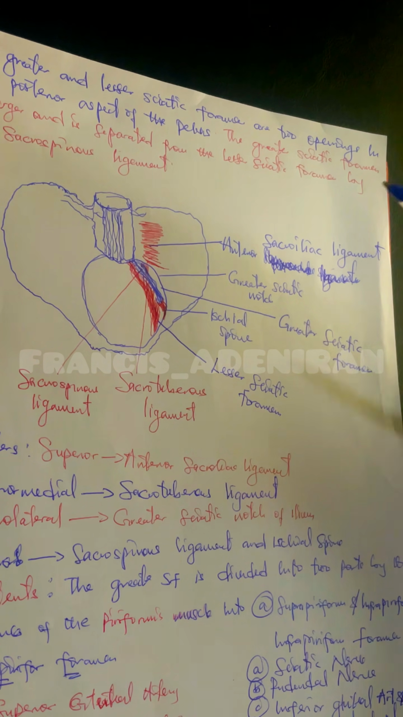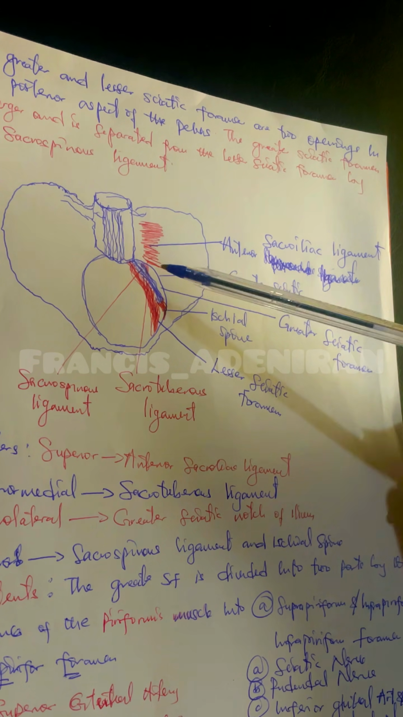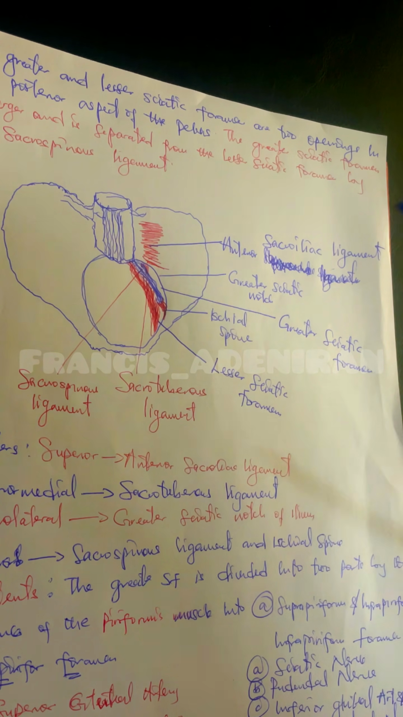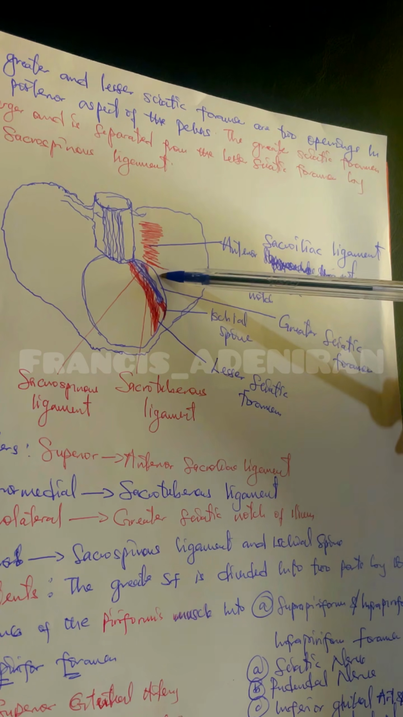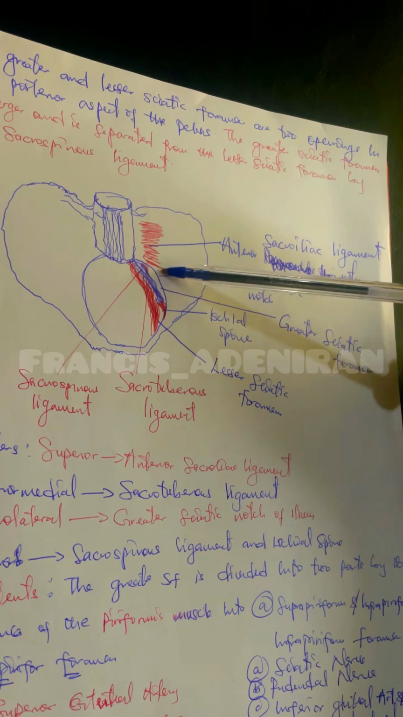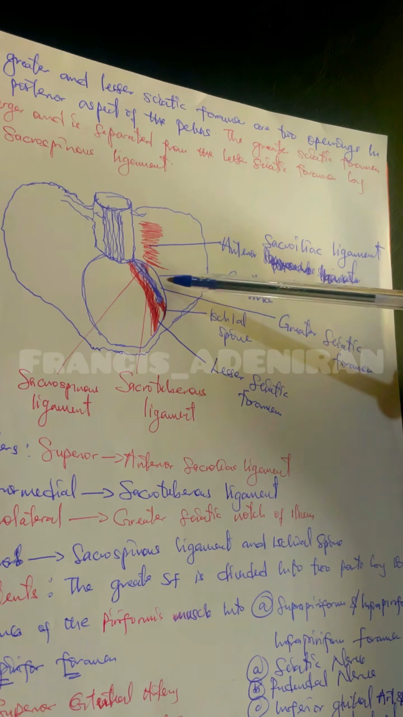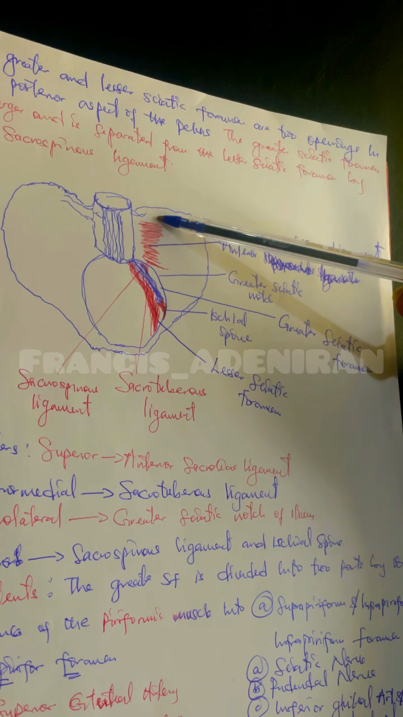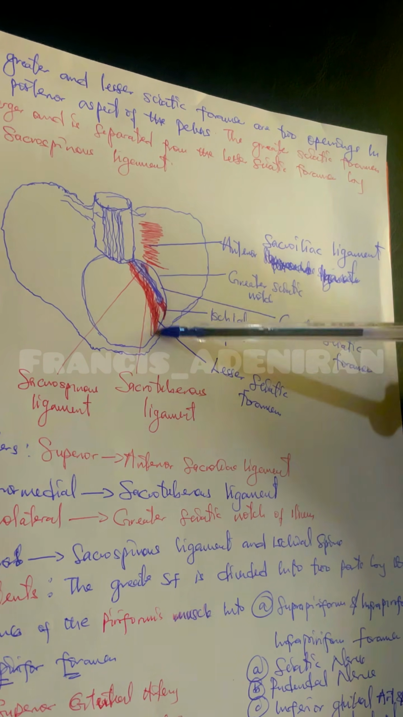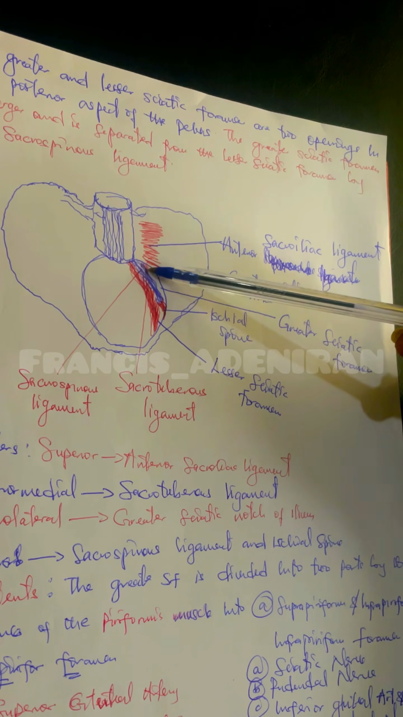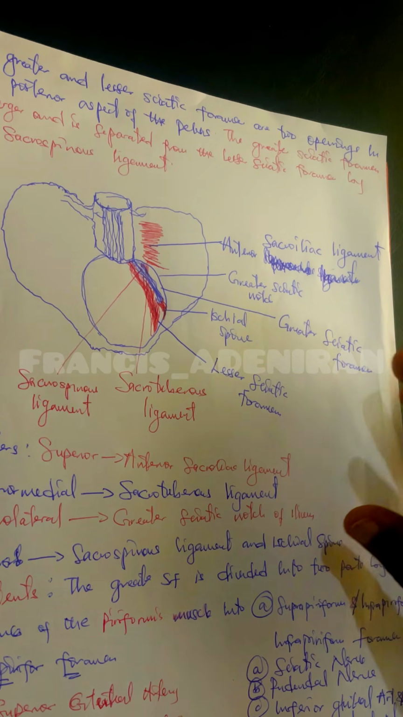Then anterolaterally, it is bounded by the greater sciatic notch of the ilium. Here is the greater sciatic notch of the ilium. So this is the anterolateral border. Posteromedially is the sacrotuberous ligament. Superiorly is the anterior sacroiliac ligament, and inferiorly is the sacrospinous ligament. Here is the sacrospinous ligament and the ischial spine.